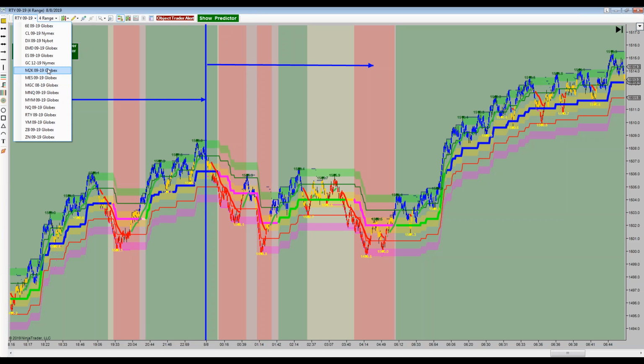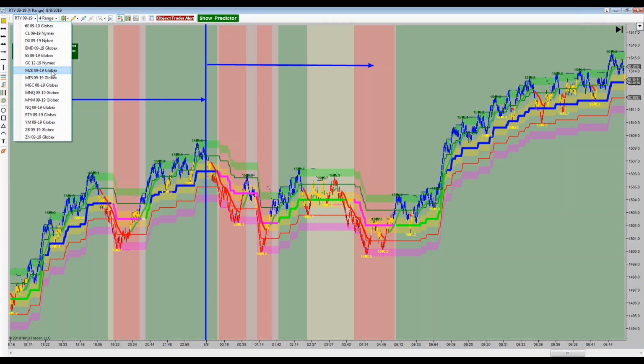Now, these M's that you see here, just real quick, these M's are what you call micro minis, micro E-minis. This is a relatively new instrument from the CME Group. They're 1/10 of the normal E-mini contract.